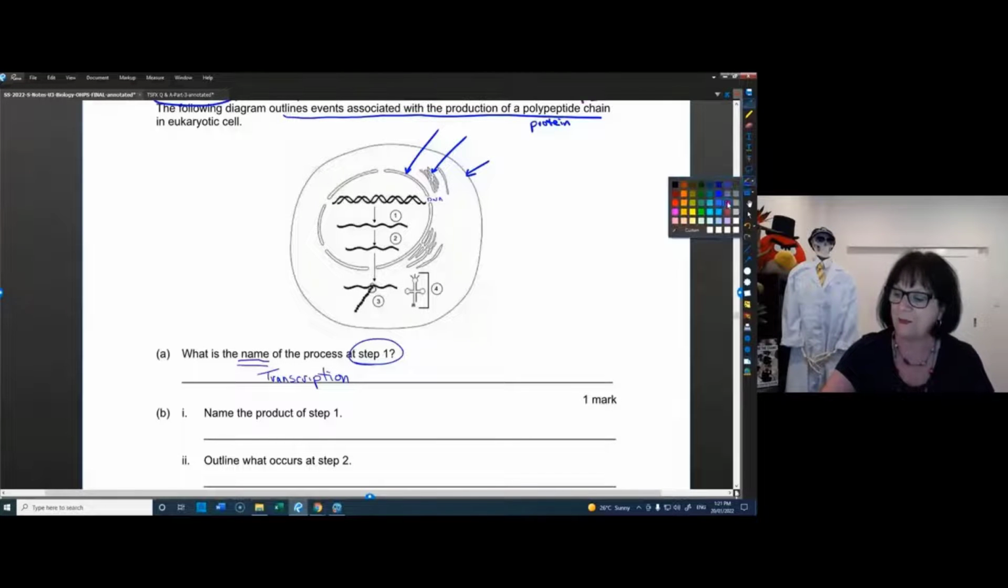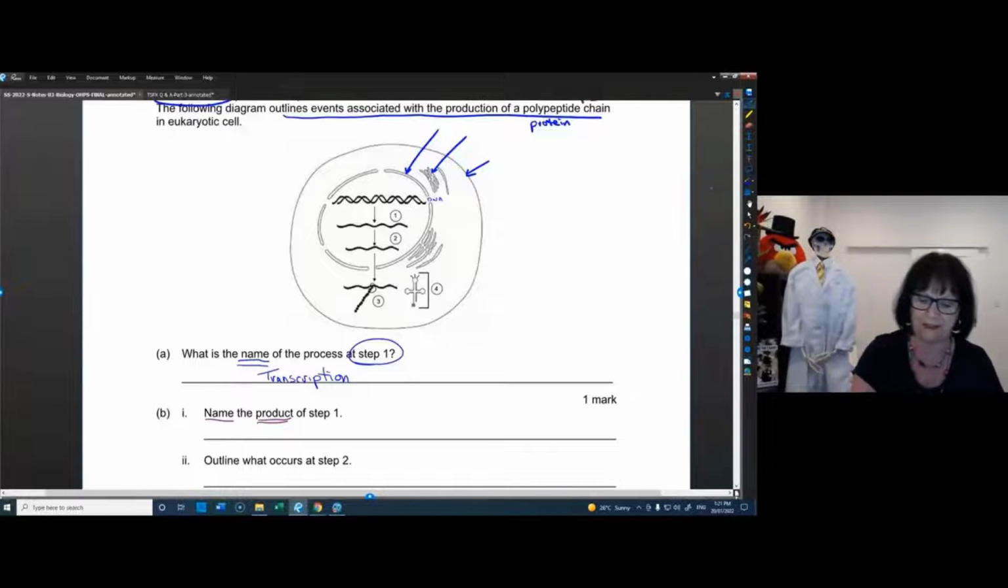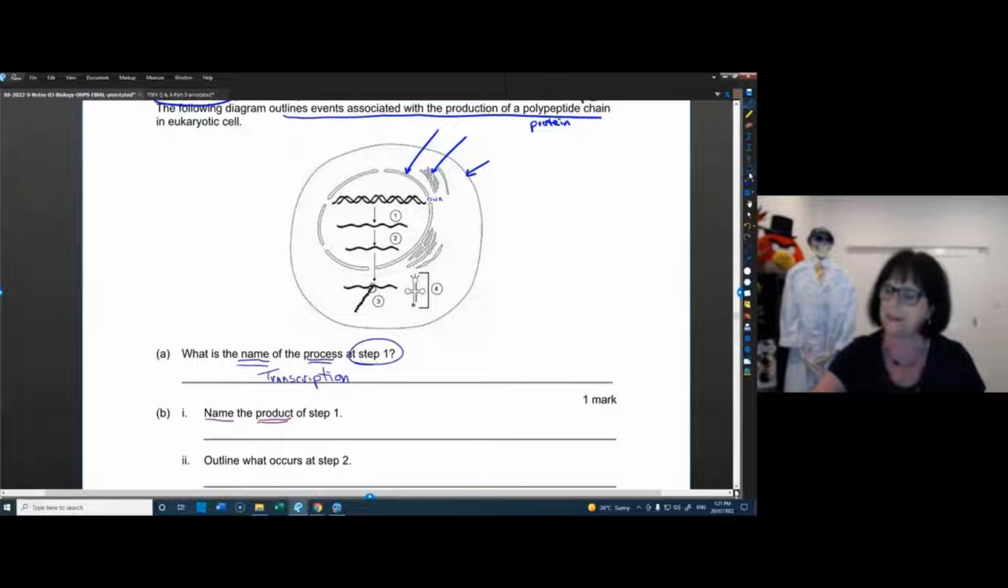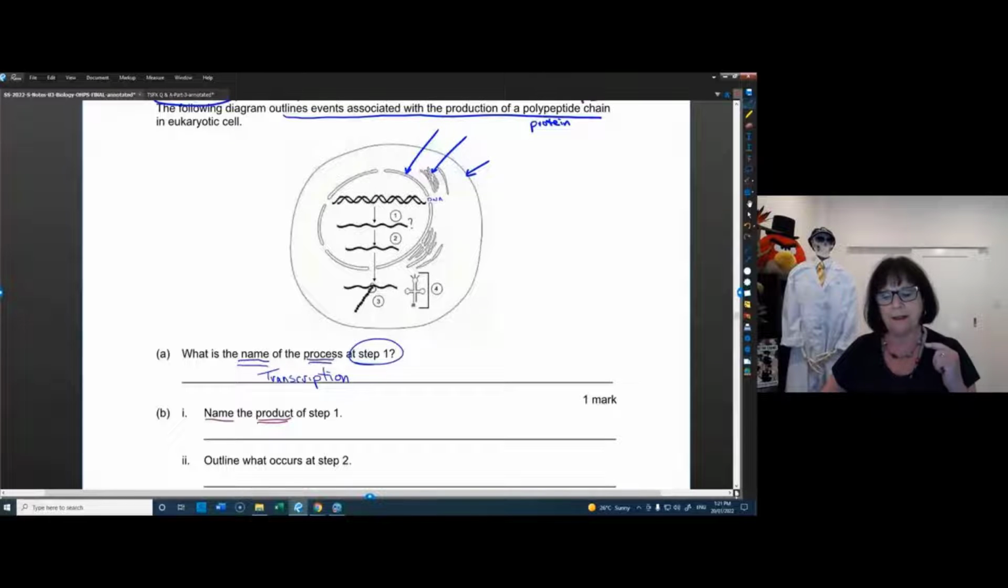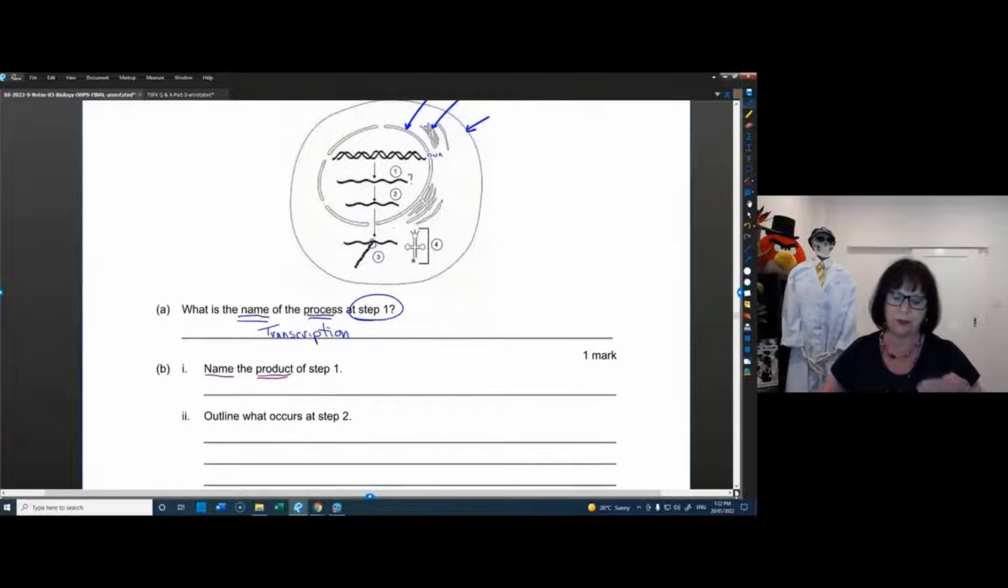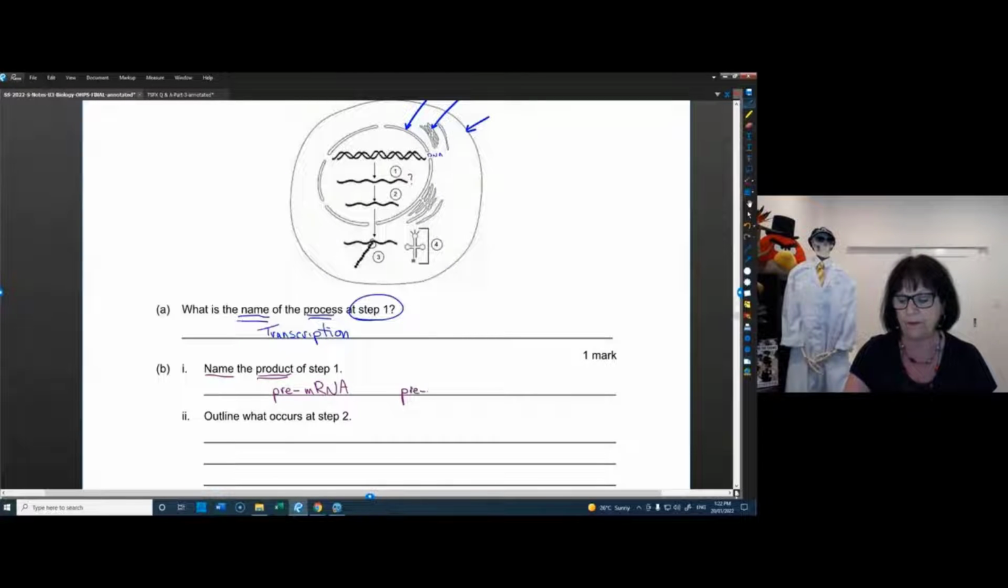Now, the next one is the name, again, of the product. The first was the process name. This is the product name. So it's asking you, what is that product called? Now, if you have a look at the picture, we've got a product after step 1 and another product after step 2. So here we had to be very specific because the DNA is transcribed into, first of all, pre-messenger RNA. Or you could write it out fully, pre-messenger RNA.